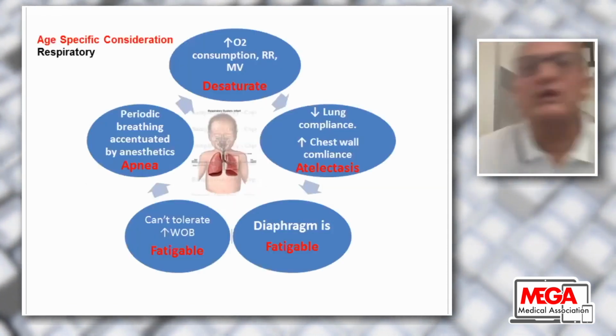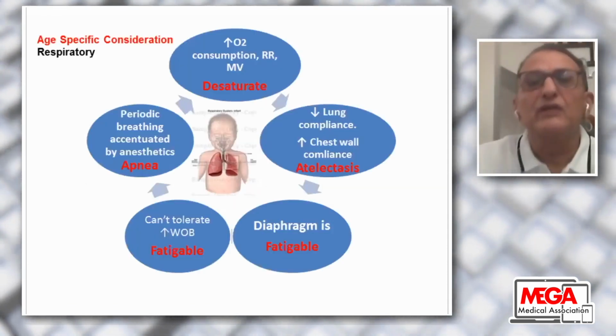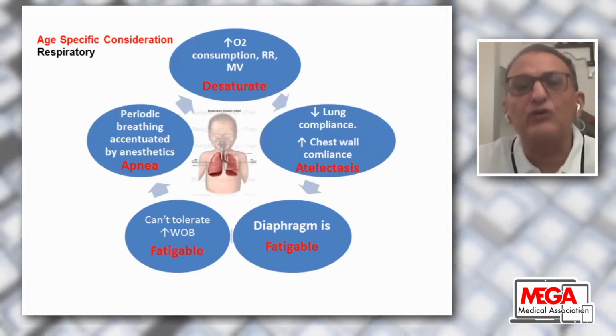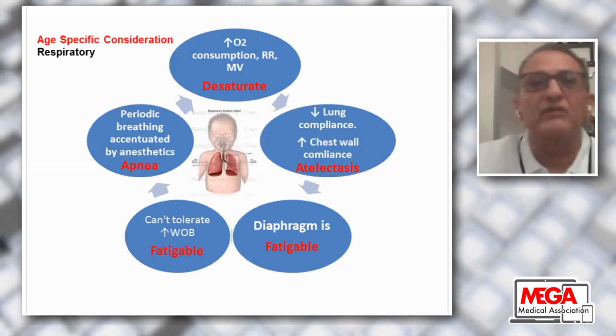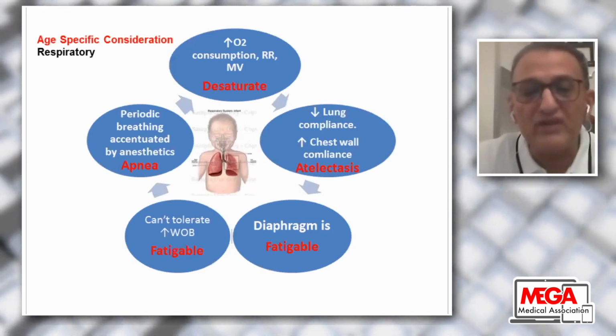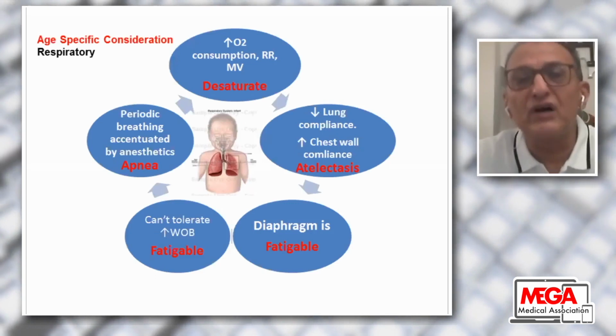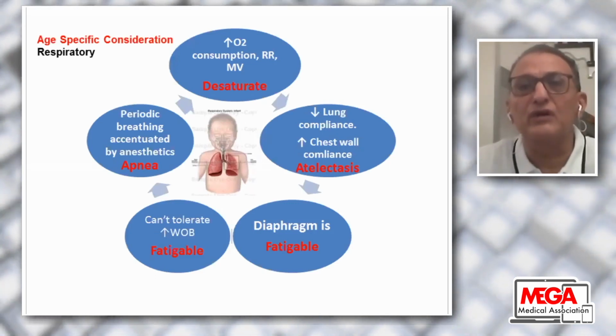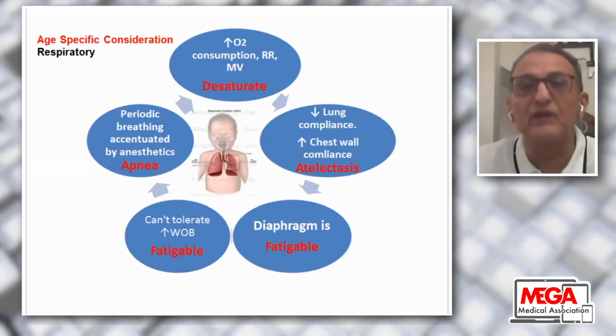When it comes to the respiratory system, we all know that they have higher oxygen consumption, a higher respiratory rate, and higher minute ventilation. But when they are apneic, with this high oxygen consumption, desaturation occurs more rapidly.